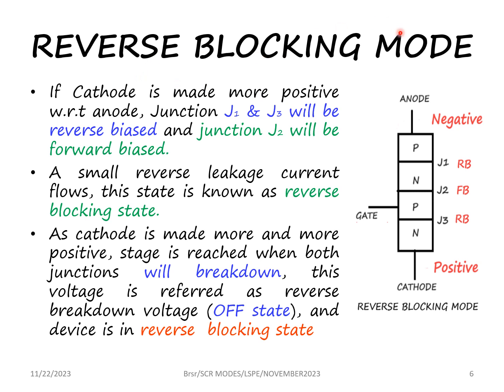Reverse blocking mode: if the cathode is made more positive with respect to the anode, the junctions J1 and J3 will be reverse biased. Junction J2 will be forward biased. A small reverse leakage current will flow through the device and it is known as the reverse blocking state. As the cathode is made more and more positive, a stage is reached when both the junctions will break down, and this voltage is known as the reverse breakdown voltage. The device is then in the reverse blocking state.